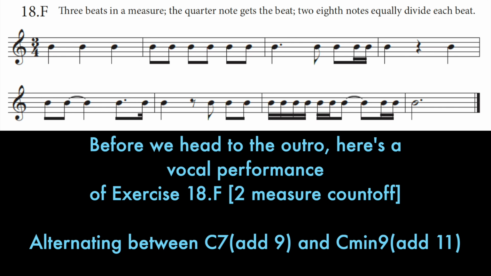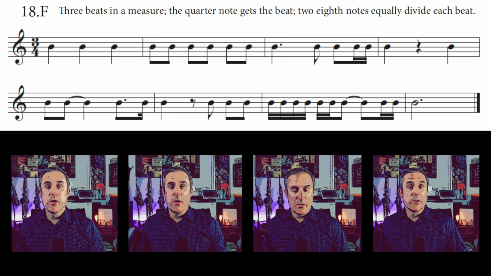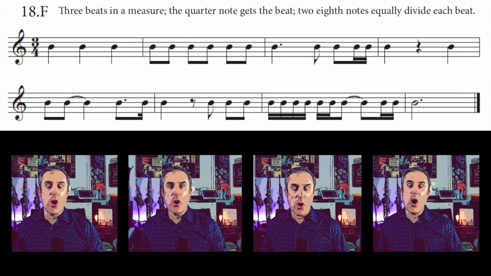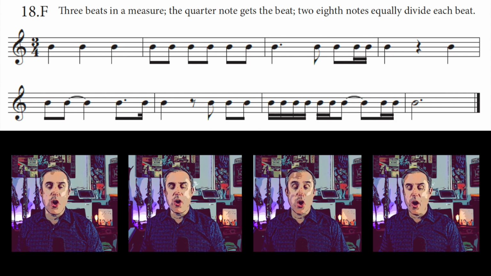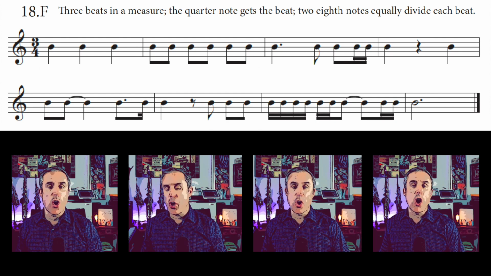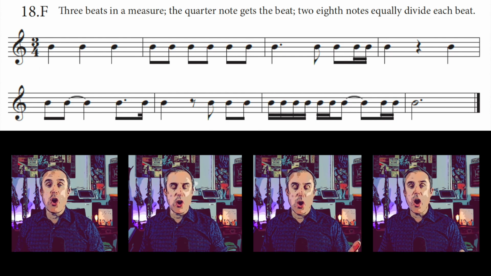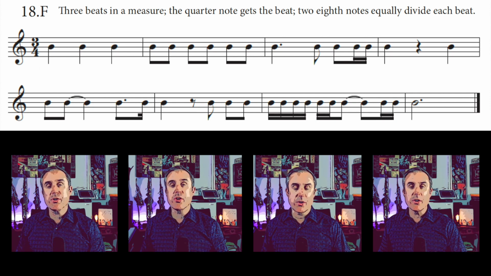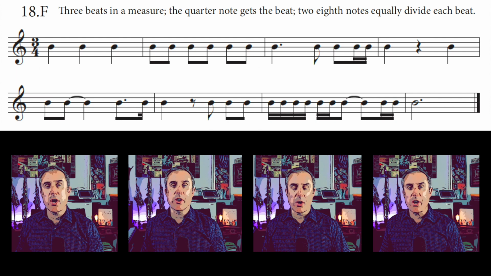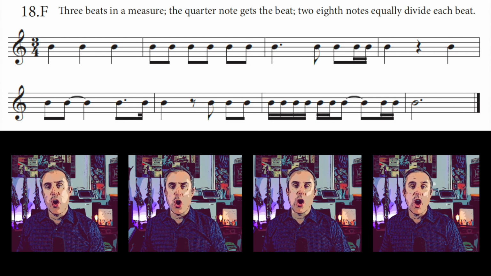1, 2, 3, 1. Ready, and. Ta ta ta ti ti ti ti ti ti ta ti ti ticka ta ta ti ti ti ta ti ti ti ticka ticka ticka ti ticka ta.